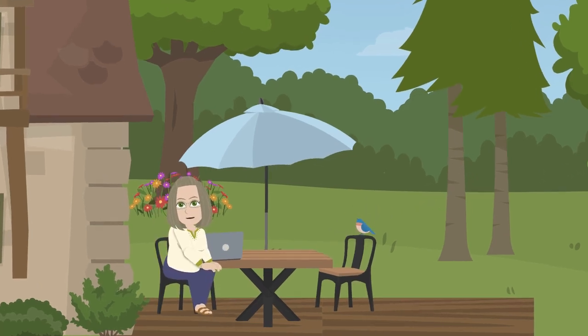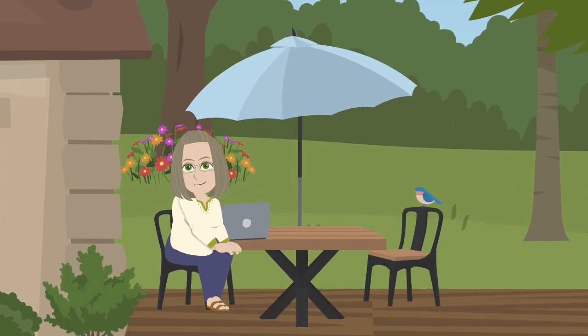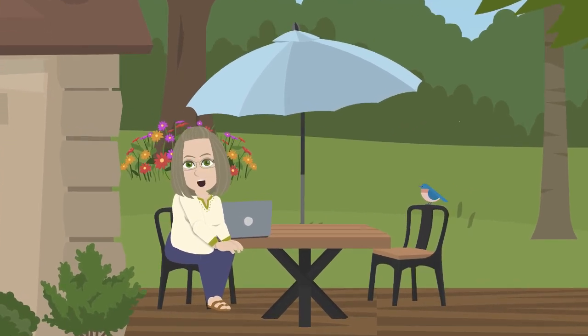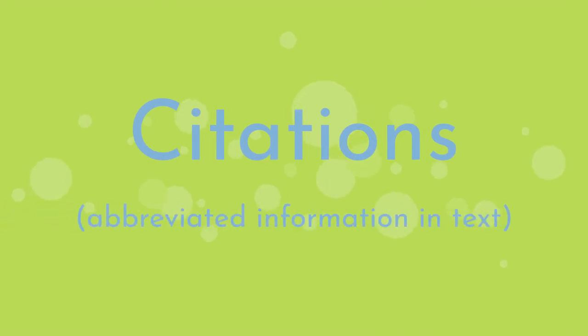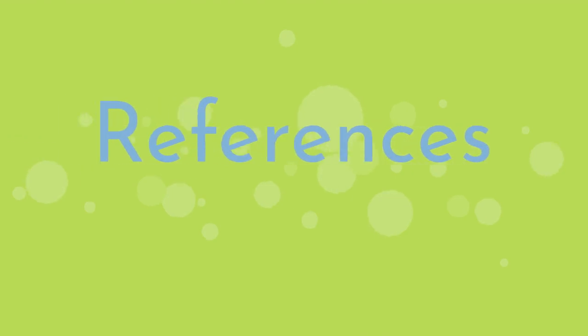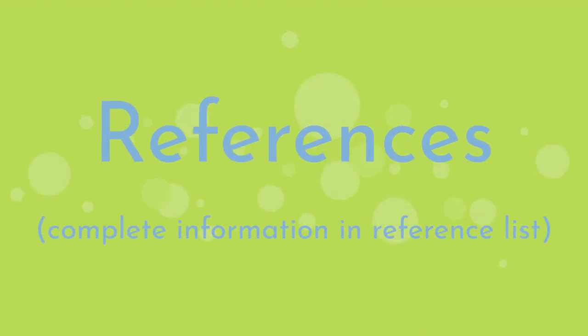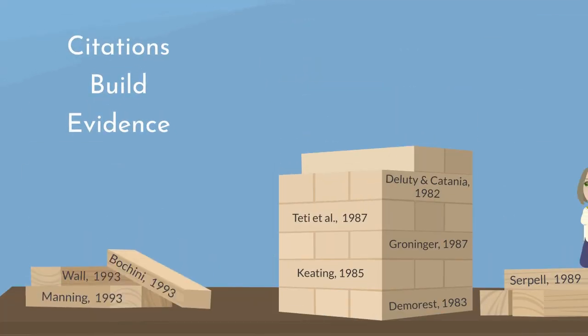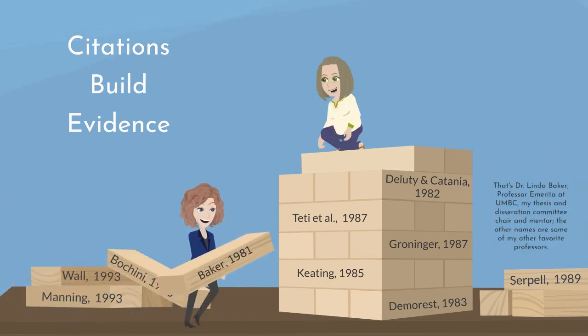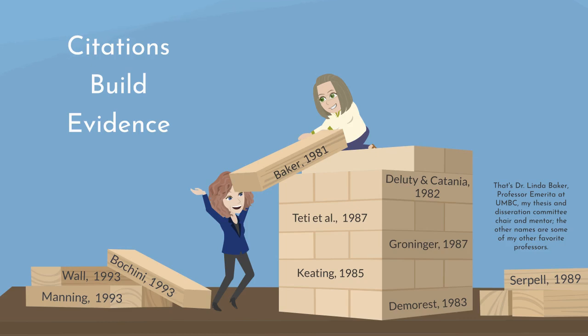But the terminology used to reference citations and references can be confusing, so I will consistently refer to citations as the abbreviated information that gets inserted in the text of a document, and references as the complete information that gets listed at the end of a document in the reference list. Note that by including citations in your writing, you are building evidence for whatever you're writing about by standing on the shoulders of others who have previously published on a similar topic, which is a good thing.